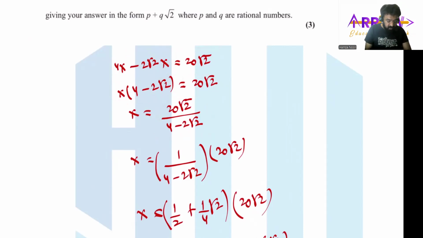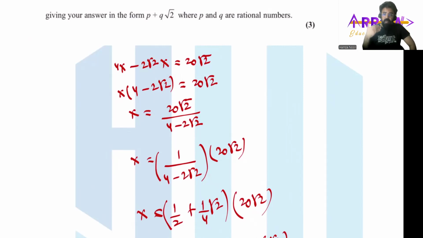Now, if I write this fraction like this, 20 root 2 divided by 4 minus 2 root 2, or if I write my fraction like this, 1 over 4 minus 2 root 2 multiplied by 20 root 2, it's completely the same thing, isn't it? Isn't that very obvious? So what you need to understand is that right now this fraction is in a form in which the denominator is not a rational number. The denominator is an irrational number right now. The denominator is in the form of a surd. We need to rationalize the denominator.